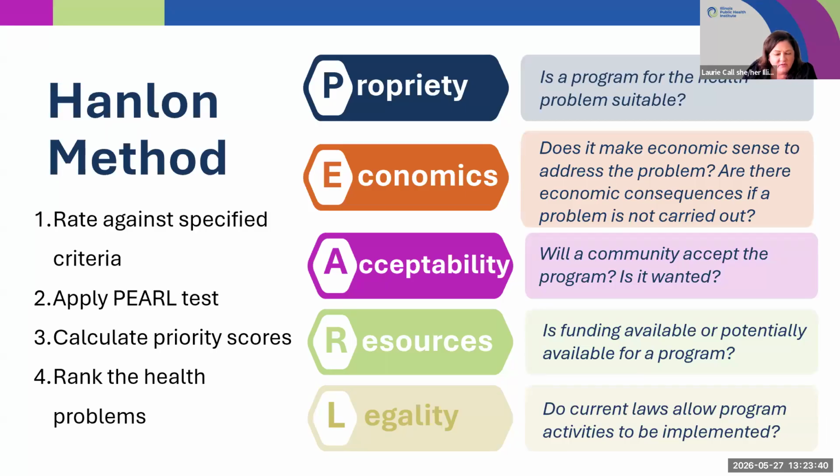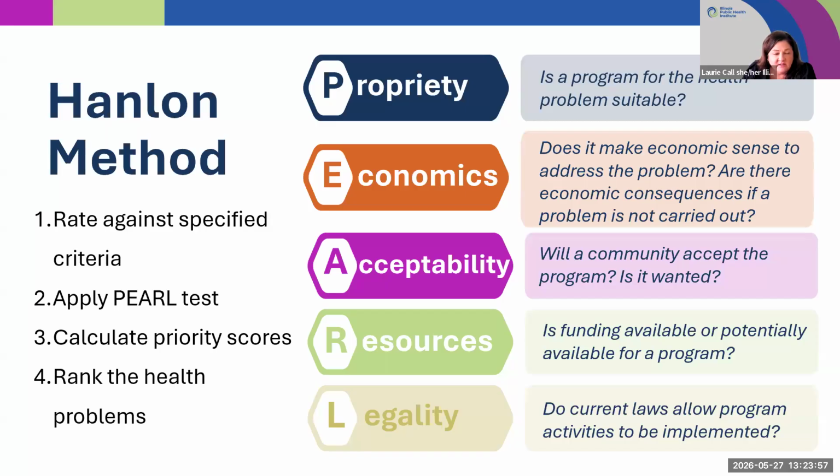But you're going to first rate against the criteria on a scale of 0 to 10, and it's the similar criteria that we've talked about. Then you're going to apply the Pearl test to screen the health problems based on feasibility.